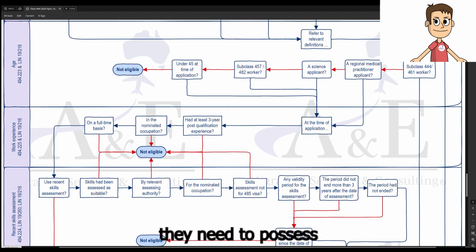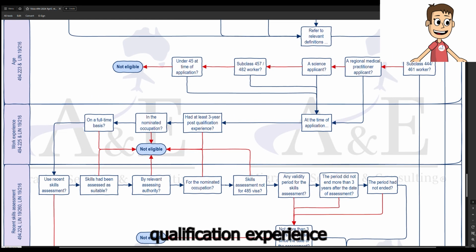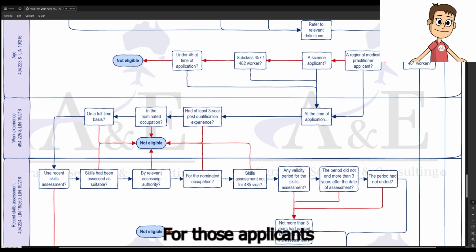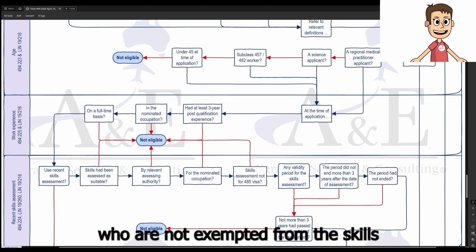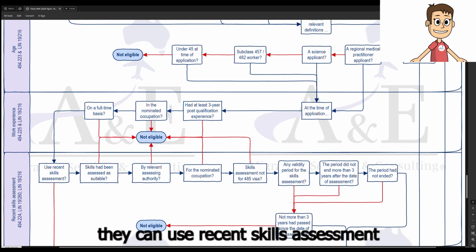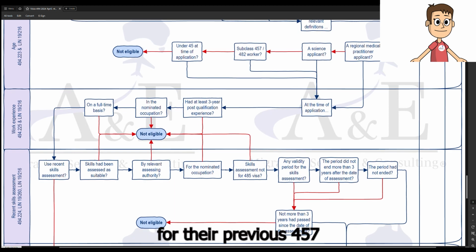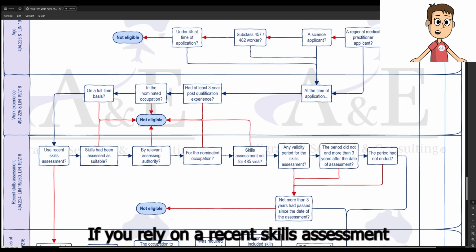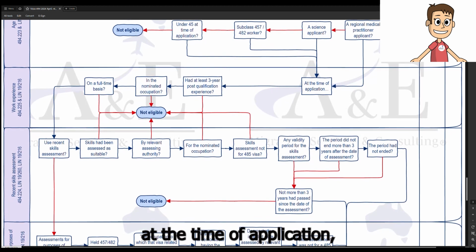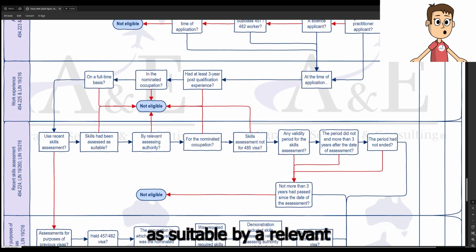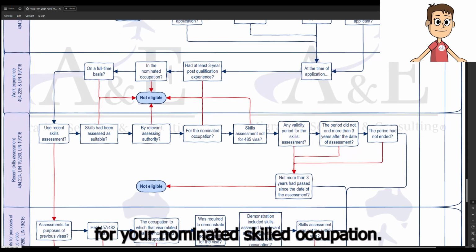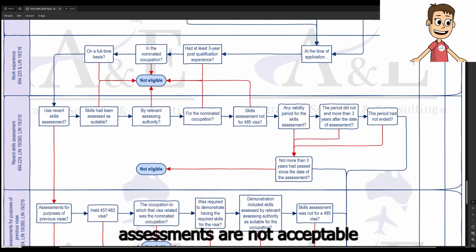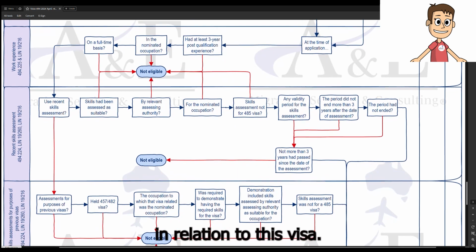For other applicants, they need to possess at least 3 years of post-qualification experience in the nominated occupation on a full-time basis. For those applicants who are not exempted from the skills assessment requirement, they can use recent skills assessment or previous skills assessment for their previous 457 or 482 visa application. If you rely on a recent skills assessment, at the time of application, your skills had been assessed as suitable by a relevant assessing authority for your nominated skilled occupation. 485 temporary graduate visa skills assessments are not acceptable in relation to this visa.